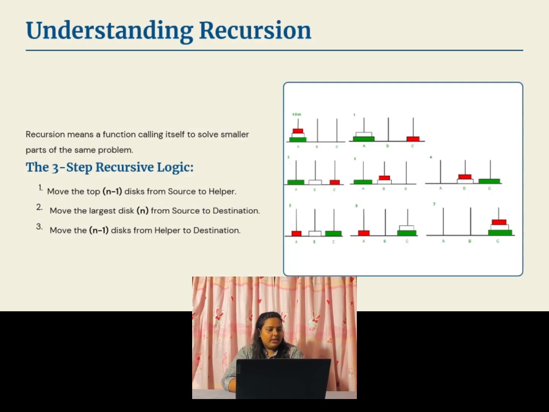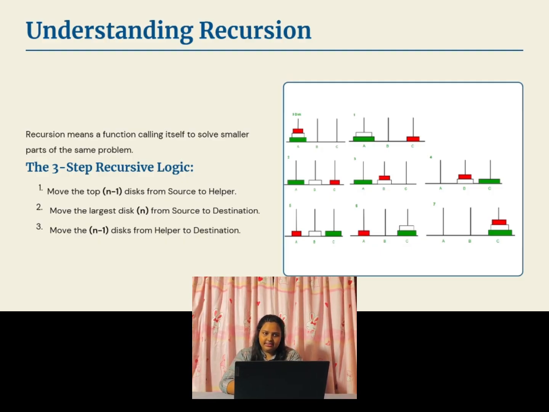Now let's talk about recursion because Tower of Hanoi is the perfect example for it. Recursion means a function calling itself to solve smaller parts of the same problem. In Tower of Hanoi, to move n discs, we can think like this. Move the top n-1 discs to the helper rod. Move the largest disc to the destination rod. Finally, move the n-1 discs from the helper rod to the destination rod. That's exactly what happens in recursion. We keep breaking the problem down until we reach the simplest step.